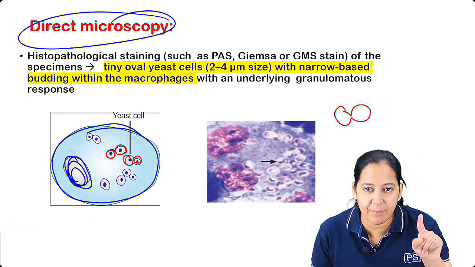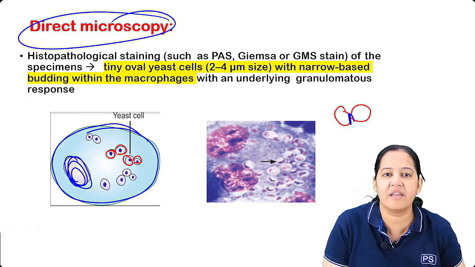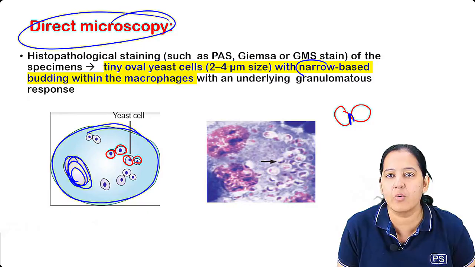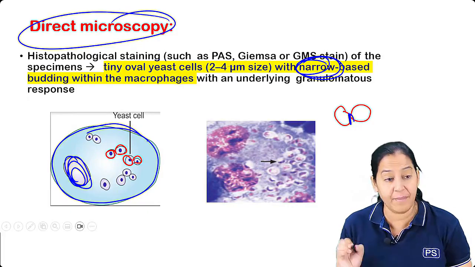The base of the budding is narrow. Highlight the word narrow. Where is the word narrow? Narrow based bud. Why am I highlighting the word narrow?